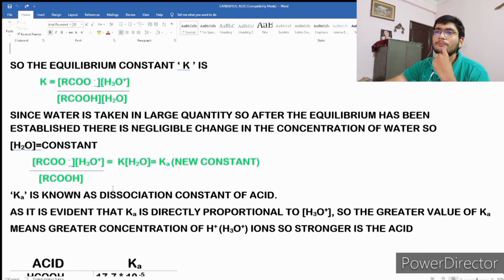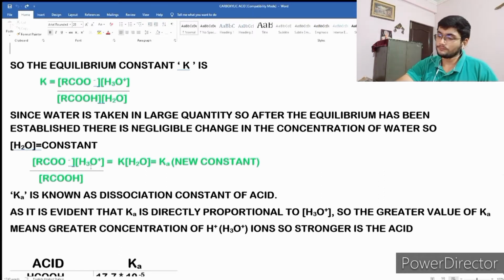Okay, so let us see that the same thing I have written here also, but I have taken the concentration of water and multiplied it with K, that is the equilibrium constant. Because these two are constants, the product of two constants will also give a new constant, which is known as Ka, the dissociation constant of acid. Now you see that this dissociation constant is directly proportional to the concentration of hydronium ion.